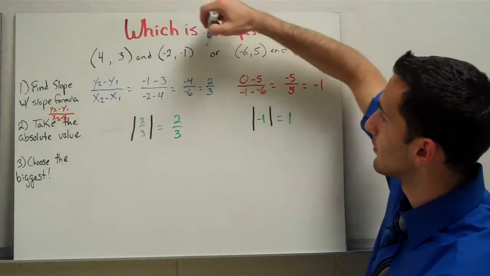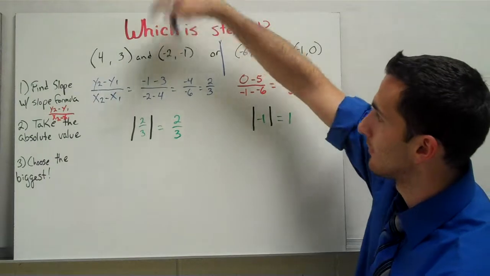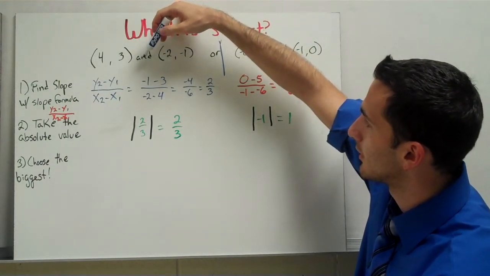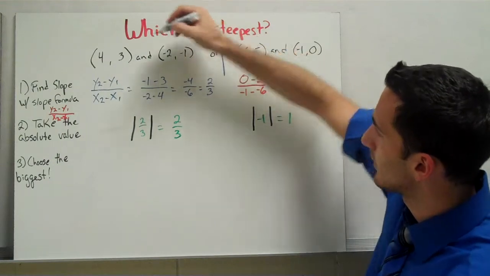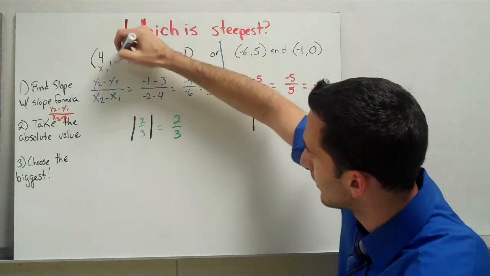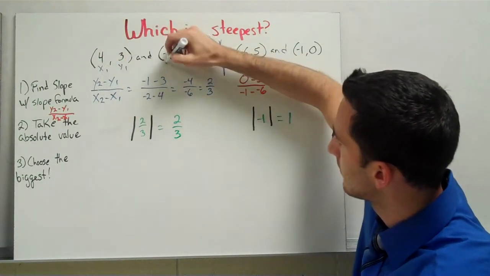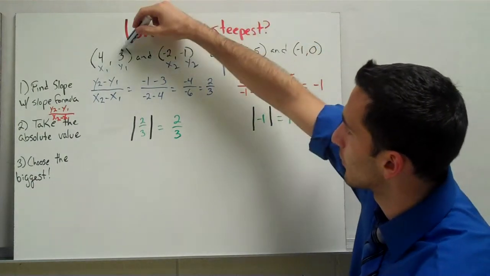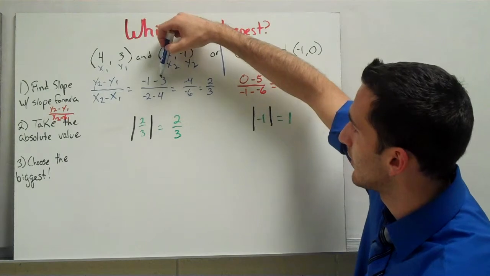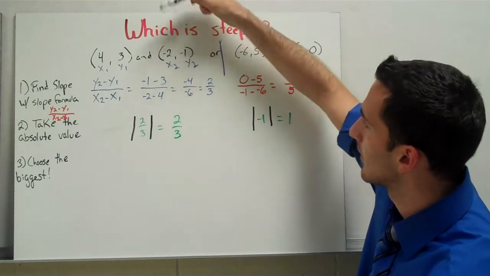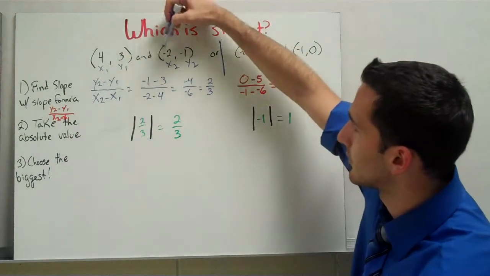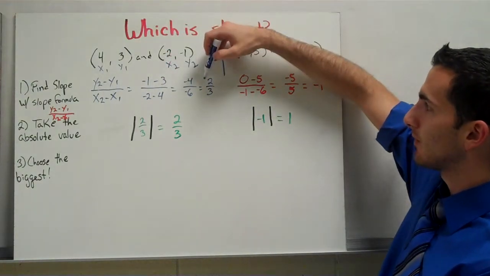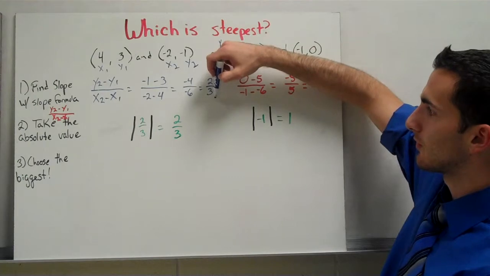Alright, starting out, I'm going to do the one on the left first. That gives me y2 minus y1 is going to give me -1 minus 3. Let me label these for you so you can see what I did. So y2 minus y1 gave me -1 minus 3, which gave me -4. x2 minus x1 was -2 minus 4, which gives me -6. I have to simplify that, and that gives me a positive 2/3.